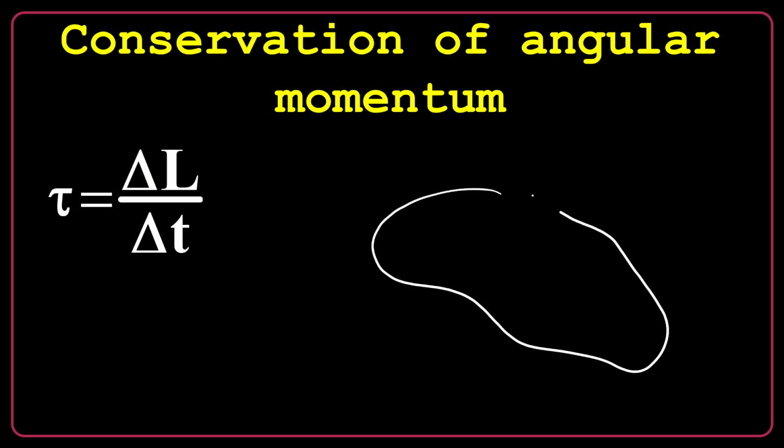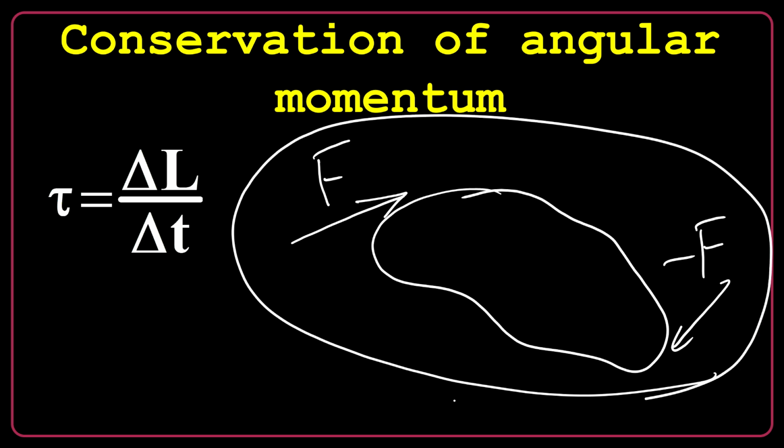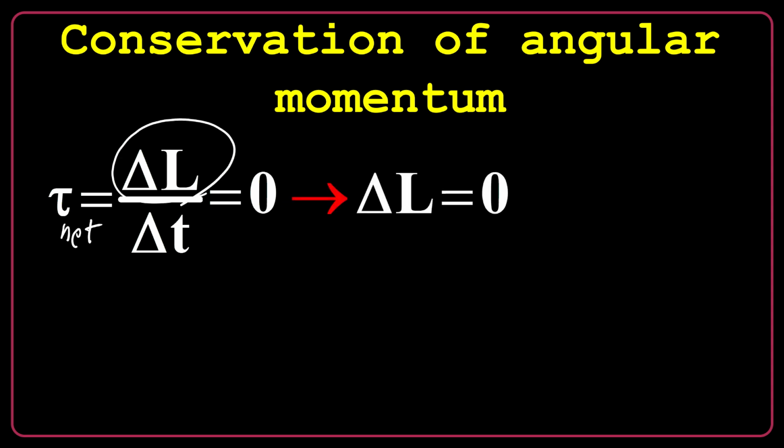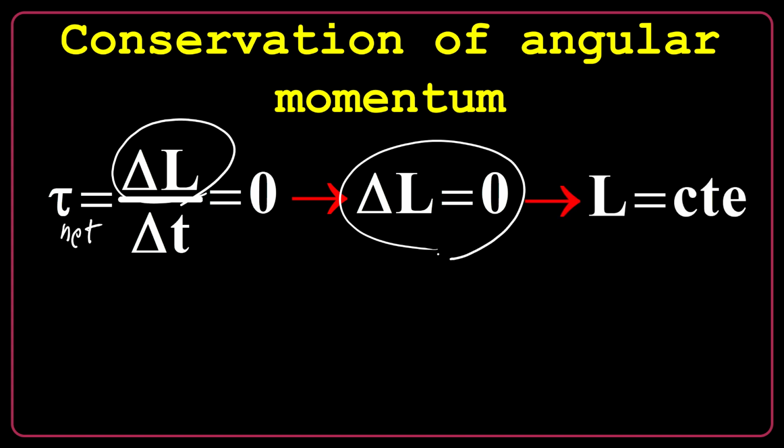Suppose that we have a spaceship, it's acted on by a couple, like F and negative F, and so this net torque acting on the system will result in a change in angular momentum. What if there is no net torque acting on that? So let's say the net torque acting on the system is zero. Consequently, we have zero delta L. So delta L is zero means that there is no change in angular momentum. So angular momentum of a system remains constant.